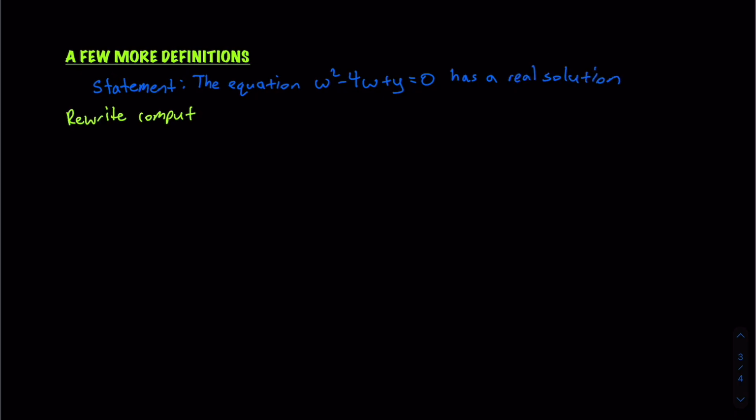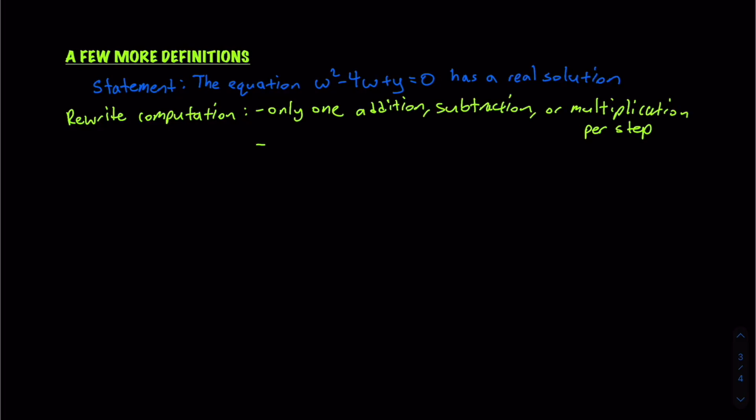We need to go through a few more definitions that will be important for the rest of the series. I think the easiest way to explain them is with an example. So let's now say a prover wants to convince a verifier that the equation w squared minus 4w plus y equals 0 has a real solution. Now imagine we want to write the computation of the left-hand side of the equation as a series of simpler equations. Each step can have only one addition, subtraction, or multiplication. We can also define new intermediate variables to help. Here's how we could break it down.